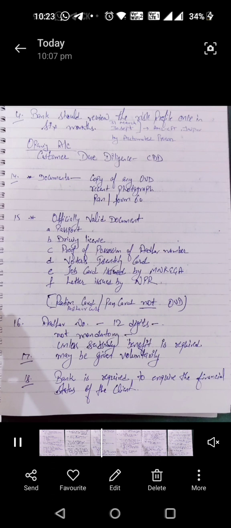Then opening of the account. Then customer due diligence is required. What are the documents we need? Copy of an OVD. OVD is an officially valid document. Recent photograph, PAN or Form 60.